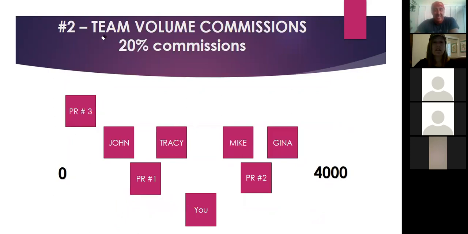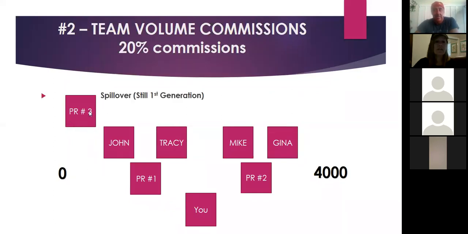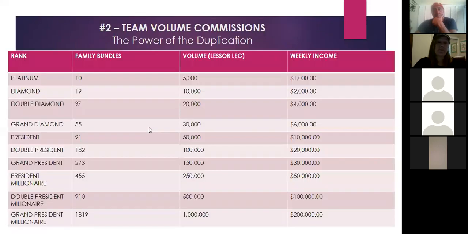Clear drawings, go back to my mouse. Okay, so this is called spillover. It goes down to the next spot. John's excited because what happened was he got the benefit in the dual team of your personal recruit.